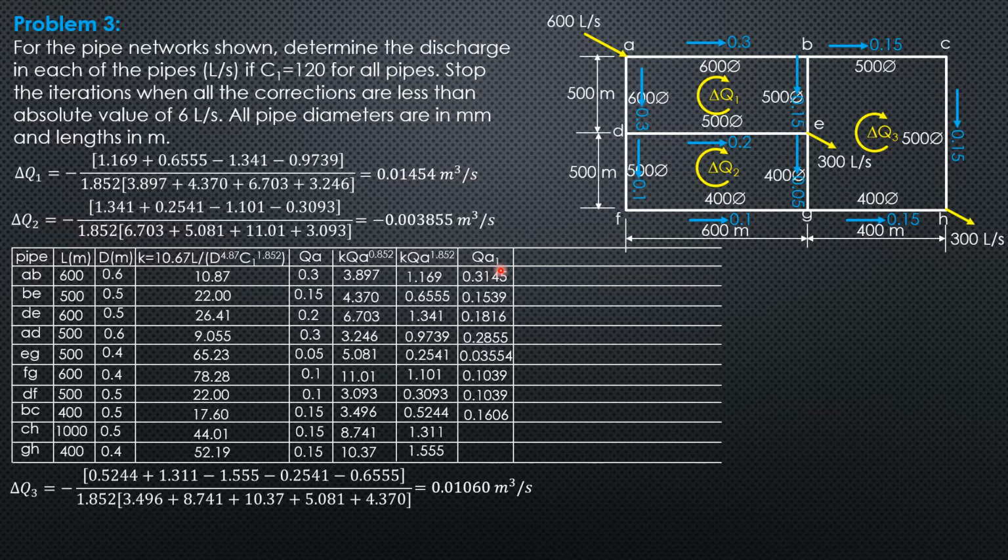So for QA1, it is equal to 0.3, this member AB here, plus delta Q1. So 0.3 plus 0.01454 to 4 significant figures, 0.3145.